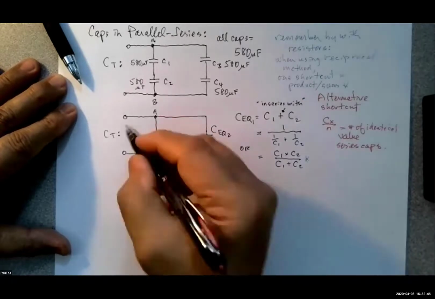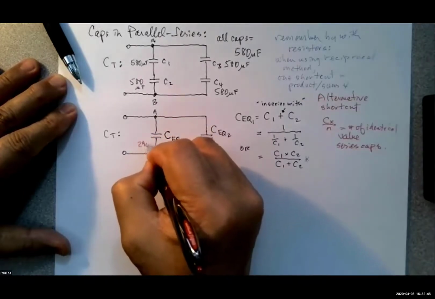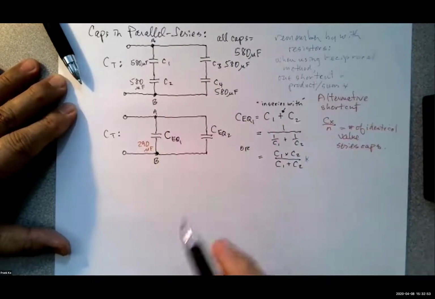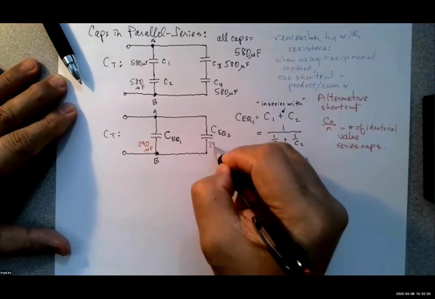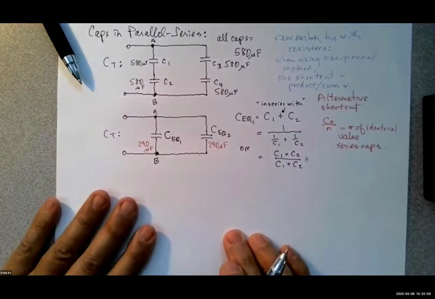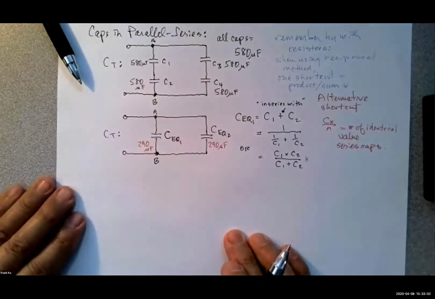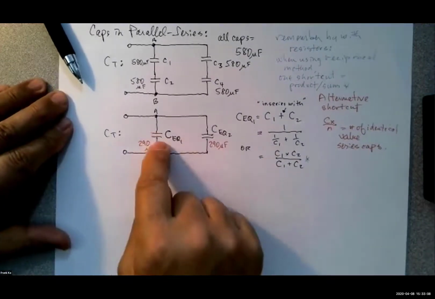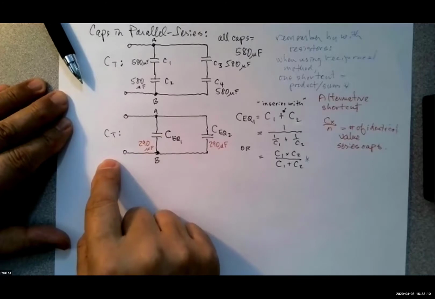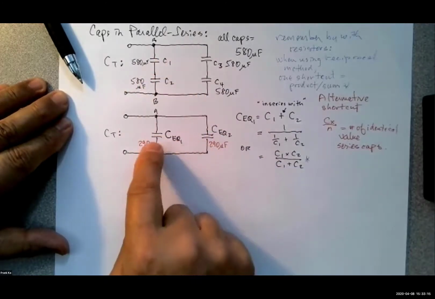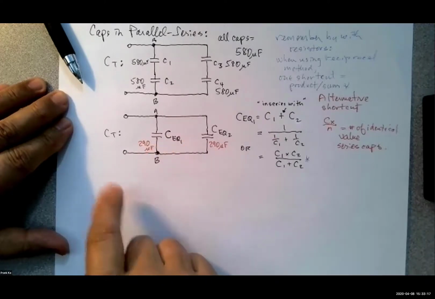So this guy works out to be 290 microfarads. And by the same token, since those are the same there, this is also 290 microfarads. Are we okay with the simplification process so far? Now, the task is to bring this to a C total. So we simplified 4 capacitors down to 2 capacitors. Now we have to simplify these into a single total.